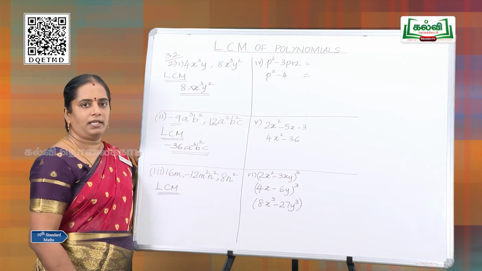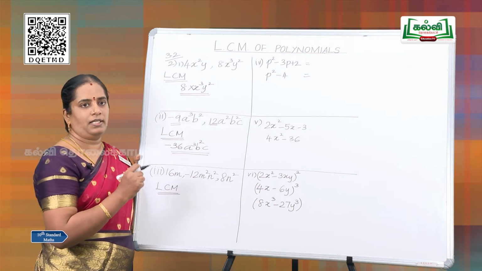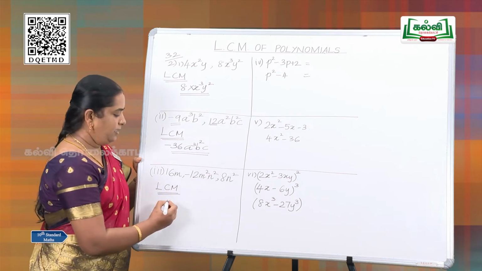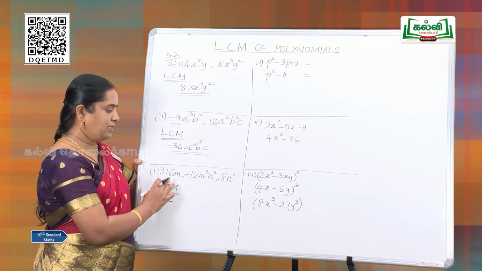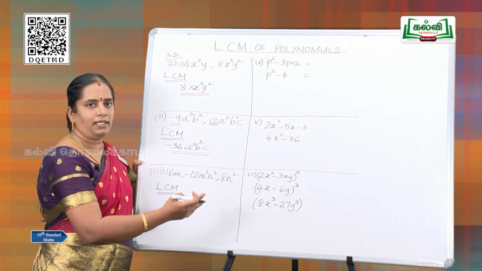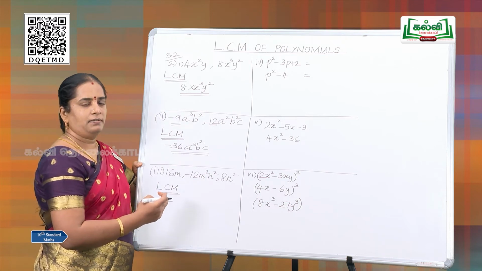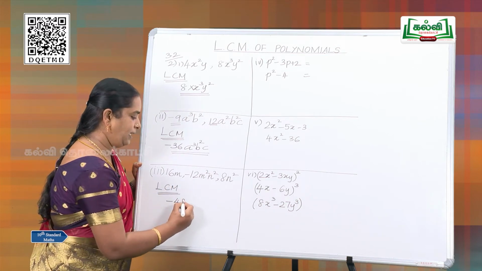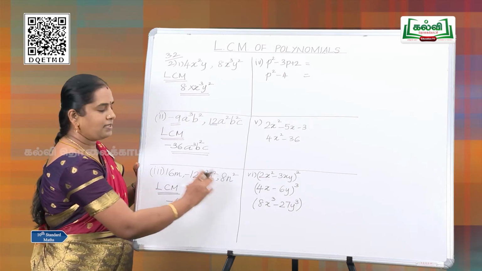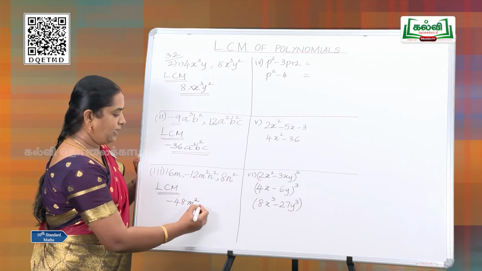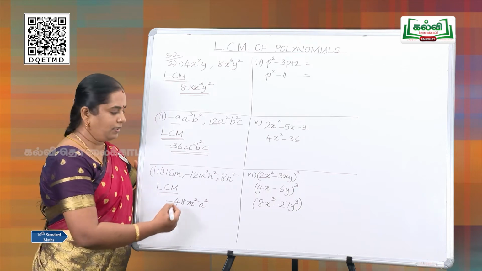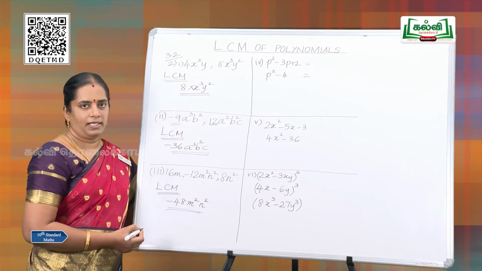As 3 expressions are there, we have to see the sign first, that is positive, negative and positive. So, our LCM is negative. So, negative of the LCM of the numbers 16, 12 and 8, which is 48. For the expressions given, M has the highest power as 2 and N has the highest power as 2. So, minus 48 M square N square is our LCM.